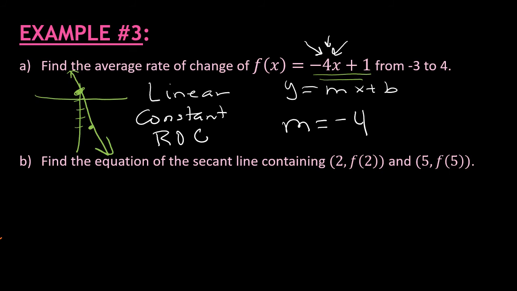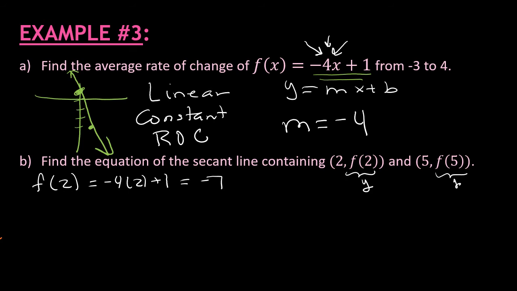All right, so part B says to find the equation of the line containing the point (2, f(2)) and the point (5, f(5)). This is just another fancy way of saying y. So we need to substitute in 2. You're going to get really good at this, but as you've seen me do, sometimes you can make silly mistakes.